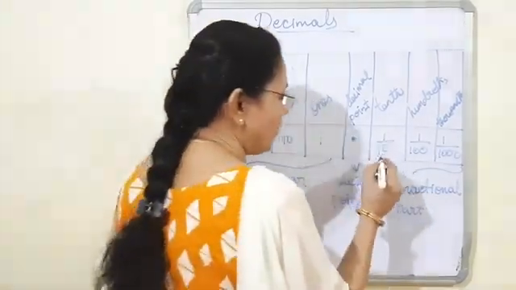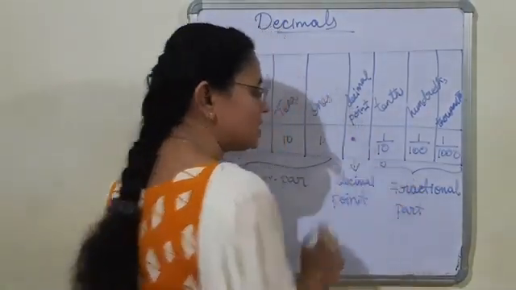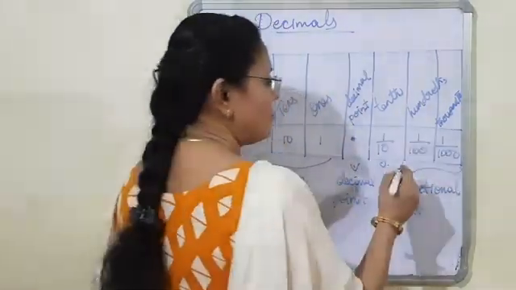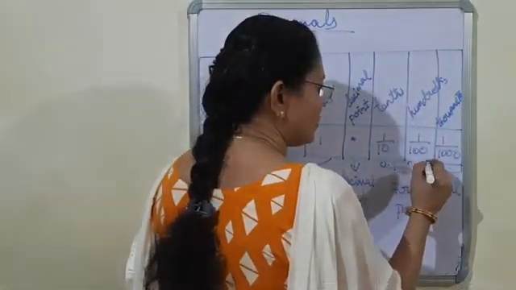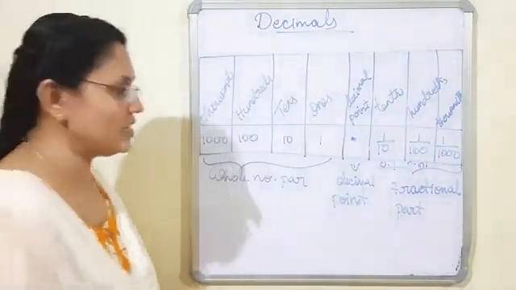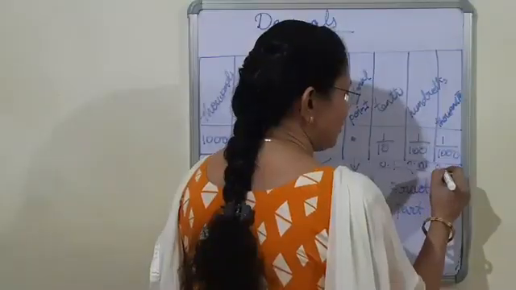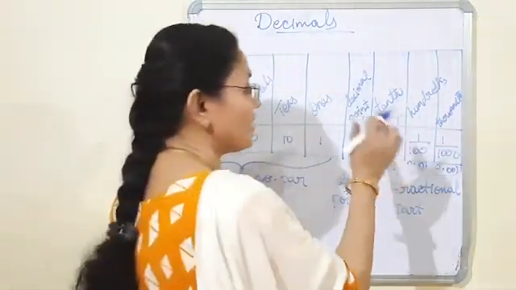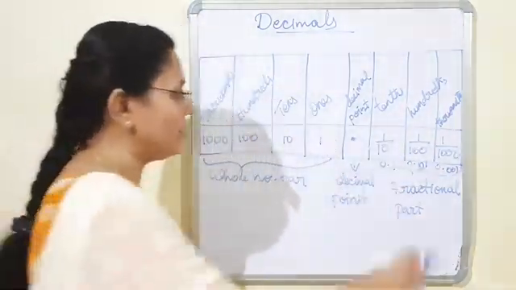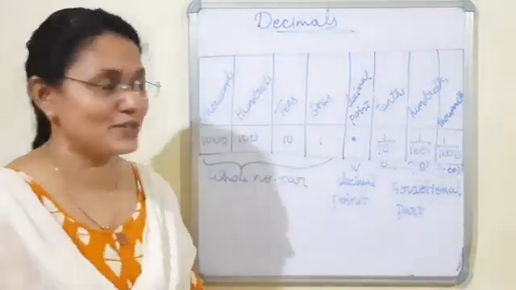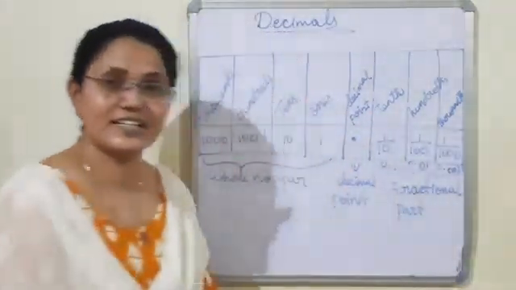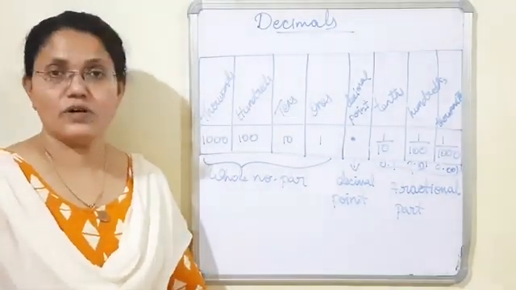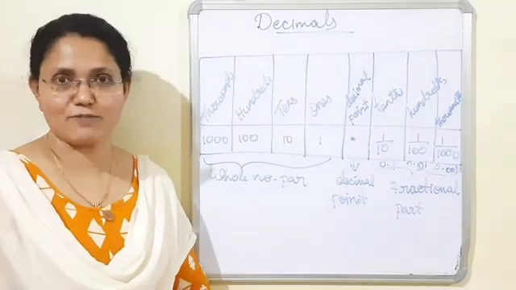The decimal form of 1 by 10, you already studied this in 4th standard. That is 0.1. Next, 1 by 100 is what? 0.01, and 1 by 1000 is what? 0.001. This is the decimal form of these fractions. 1 by 10 is 0.1, 1 by 100 is 0.01, and 1 by 1000 is 0.001. Okay, these are the 3 parts of the place value chart of decimal numbers.